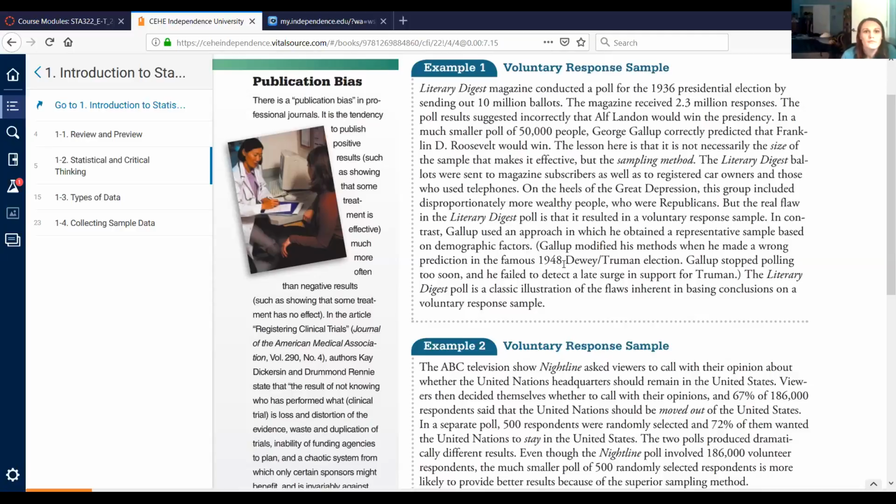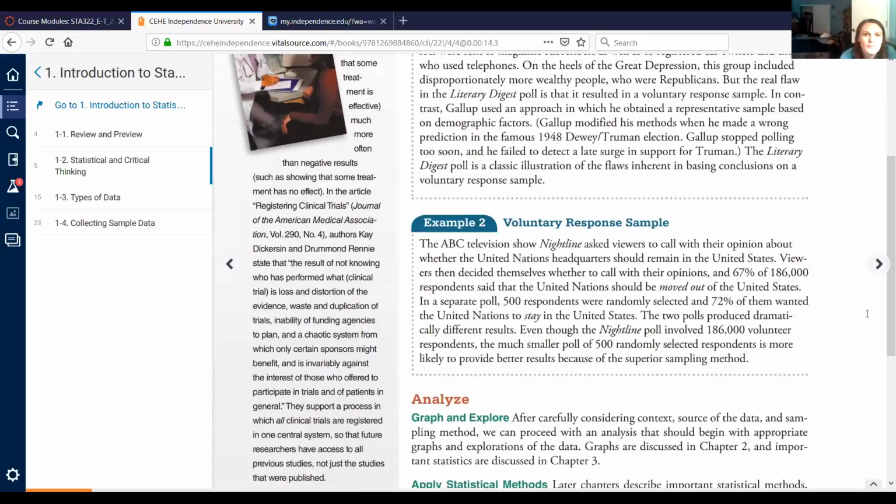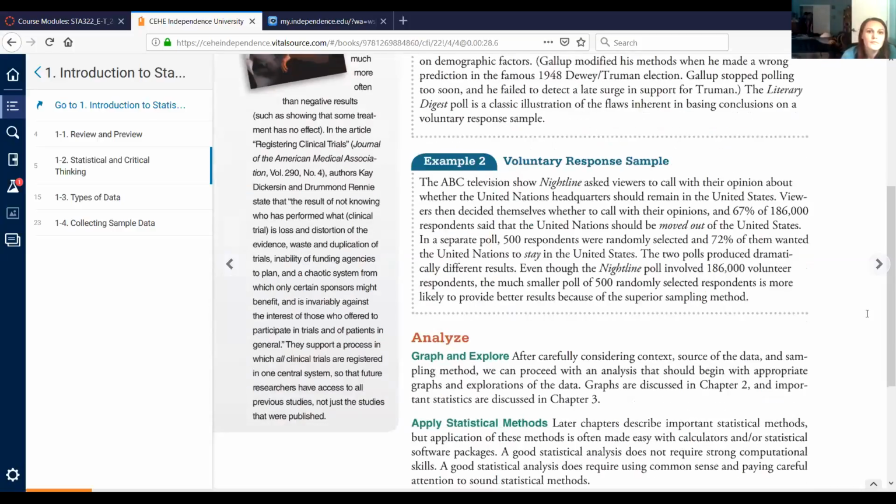The Gallup poll used a different approach, which was based on looking at demographic factors. He was looking at different socioeconomic classes of people and broadly around the country as well. Gallup also screwed up in 1948 by quitting his poll too soon. He didn't get enough data, and he is the one who predicted that Truman was going to lose, which of course didn't happen.